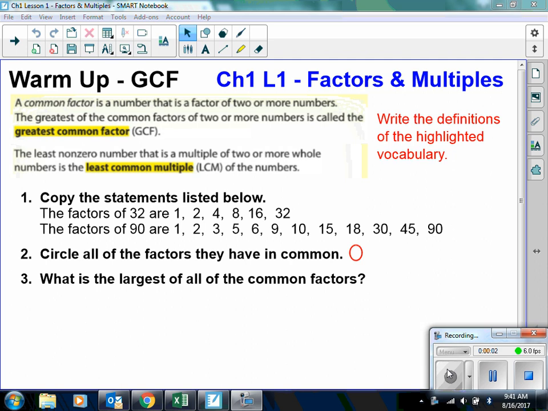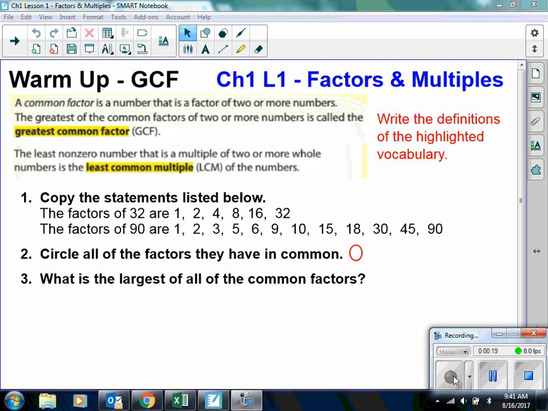Right, so today we're doing Chapter 1, Lesson 1, and that is factors and multiples. For this first lesson, we're going to break it up into the greatest common factor, and then tomorrow we'll cover the least common multiple, okay?